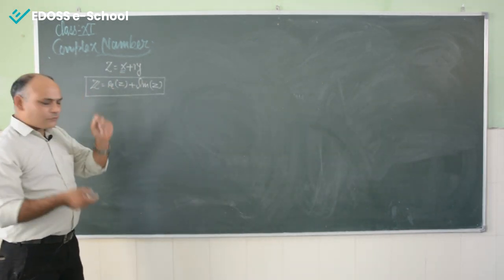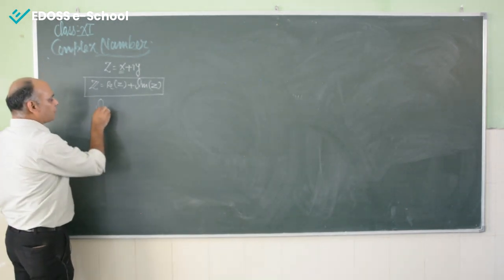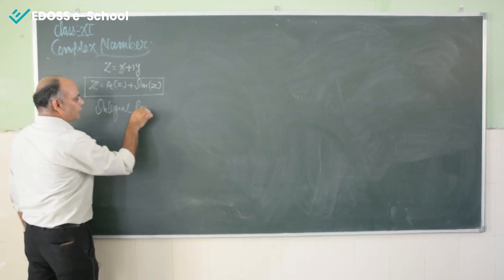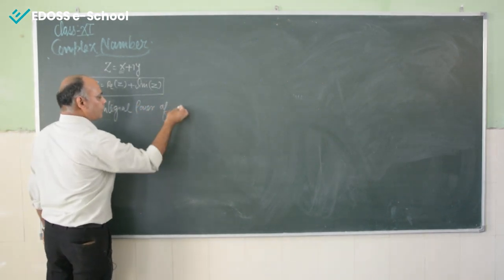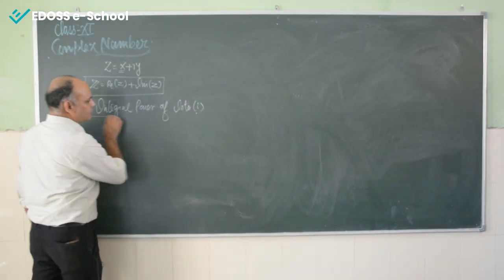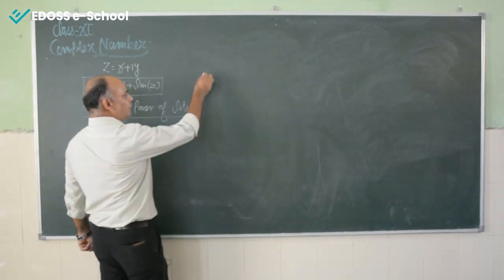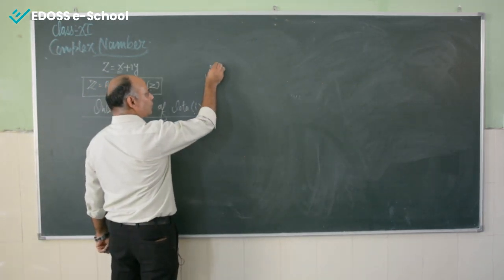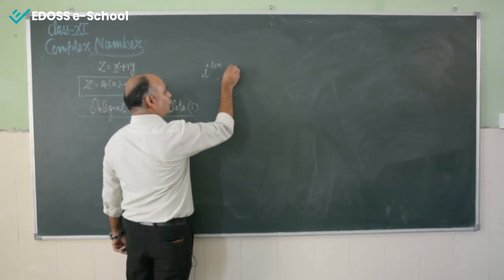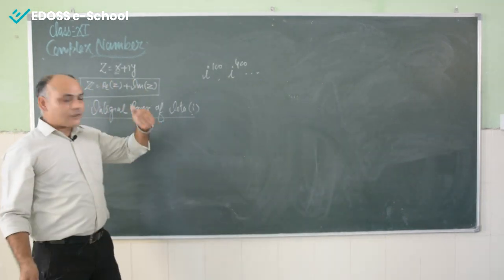Now we will go for the integral part, integral powers. This is a very important concept, the integral power of iota. Suppose there is a case where you want to find the value of iota to the power 100, or you have to find iota to the power 400 and so on. Now how do the values come?